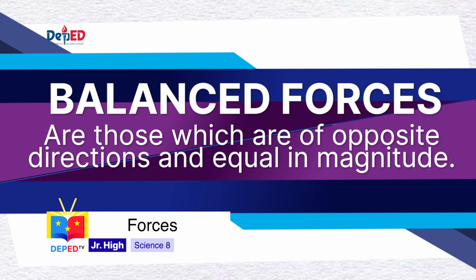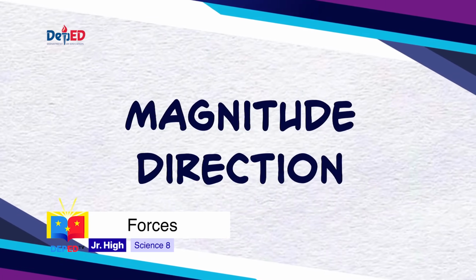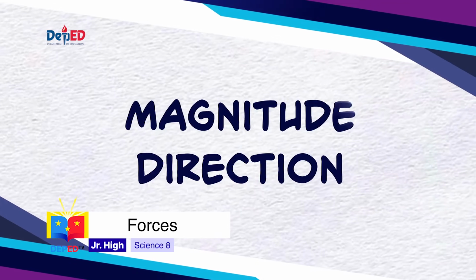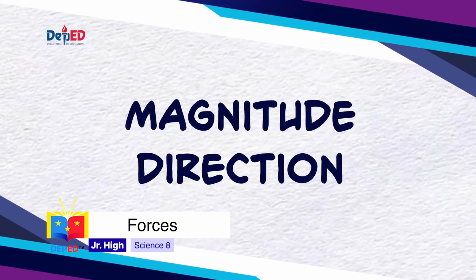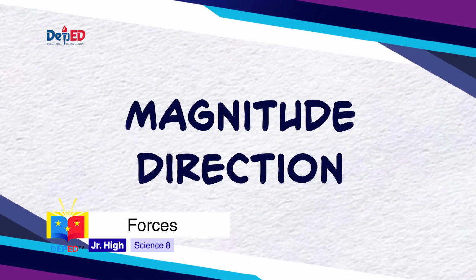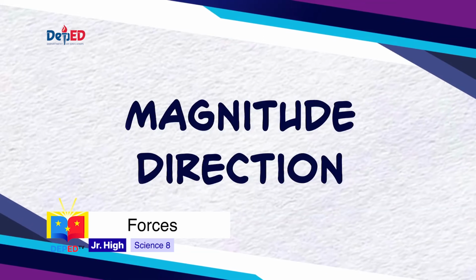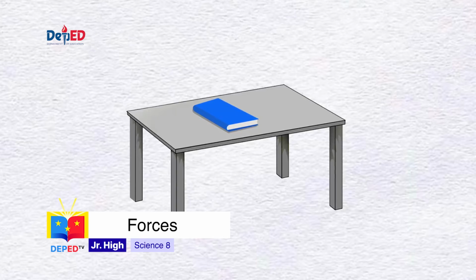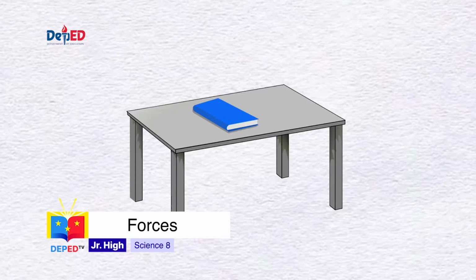Balanced forces are those which are of opposite directions and equal in magnitude. To understand it better, we must know magnitude and direction. Magnitude is the amount of force exerted, and the direction is where the force is moving towards. Take a look at this book placed on top of a table. Is it moving?